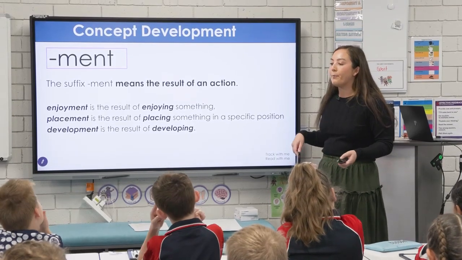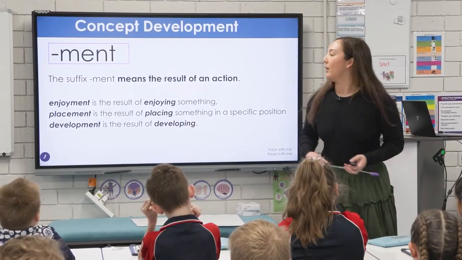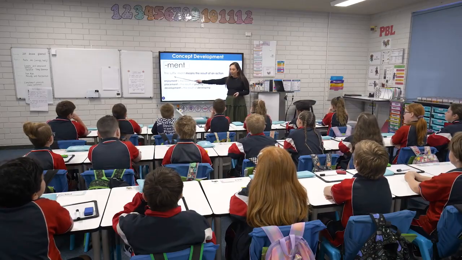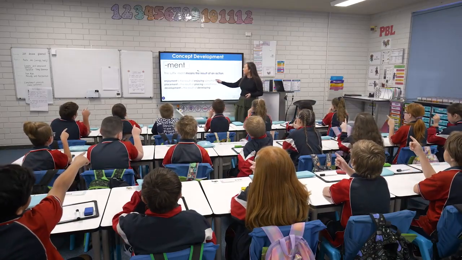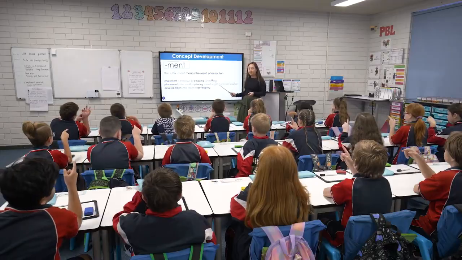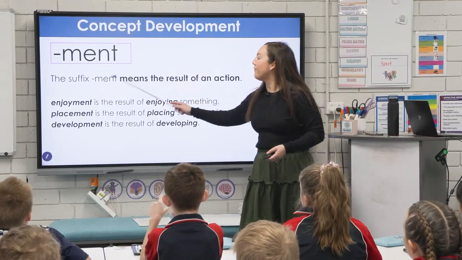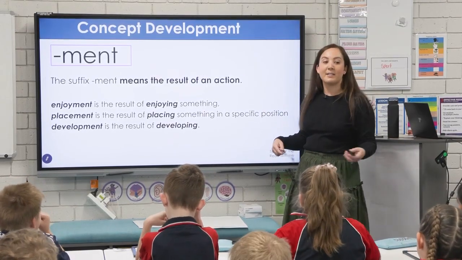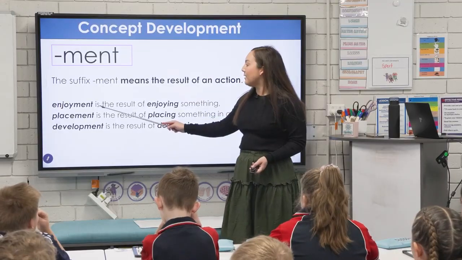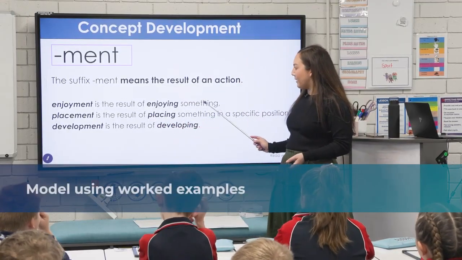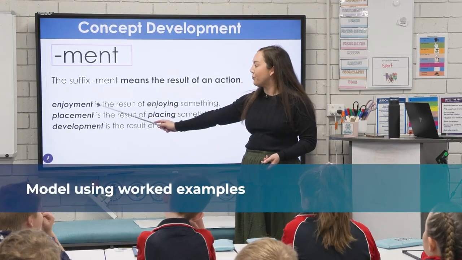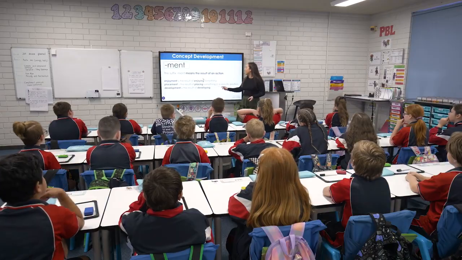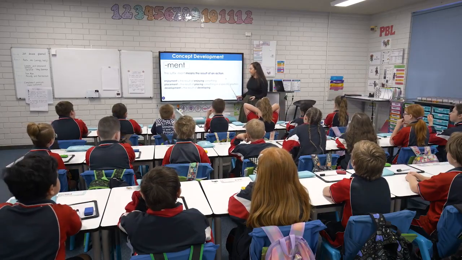All right, so we're going to get to the suffix ment. Ment. Everyone say ment. Ment. Track with me. The suffix ment means the result of an action. Okay, read with me. The suffix ment means the result of an action. Okay, I'm going to show you some examples. So the word enjoyment is the result of enjoying something. It's the action. Okay. Placement is the result of placing something in a specific position.